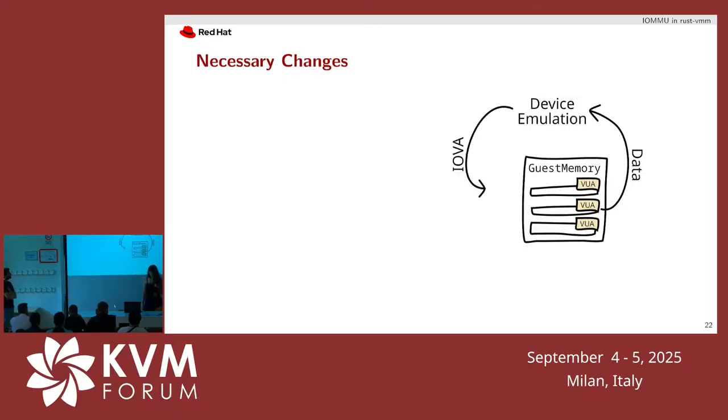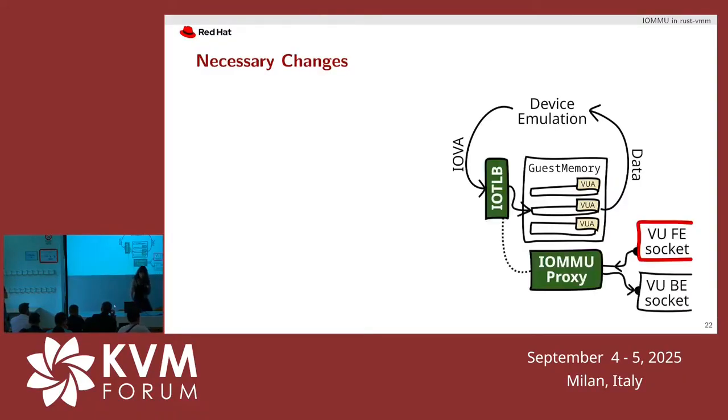With an IOMMU, things change. You now have a virtual address, and the guest memory object will no longer understand physical addresses or IOVAs, but only these VUAs instead. So we need a translation layer in between, and of course, that translation layer is an IOTLB backed by an IOMMU proxy that communicates with QEMU through the vhost-user protocol.